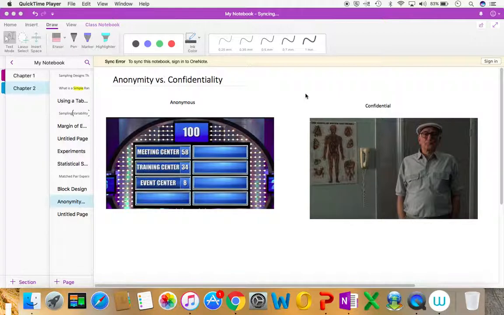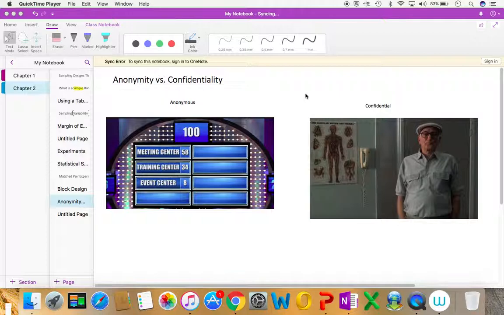So when I think of anonymous and confidential, I think of two of my favorite TV shows, two different ends of the spectrum. I think of Family Feud and I think of The Sopranos. And you may be thinking, well, it's a little odd to be thinking of those two shows when you think of anonymity and confidentiality, but I'll explain why in a minute.